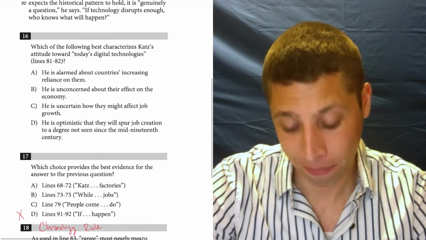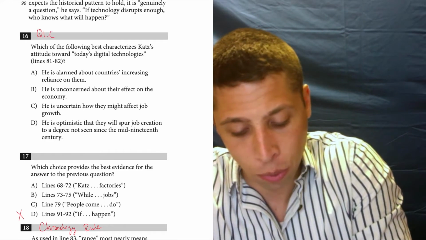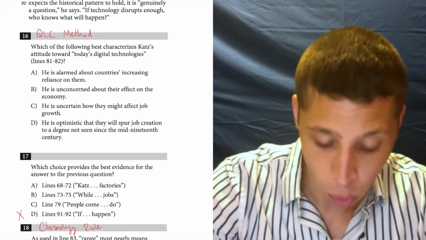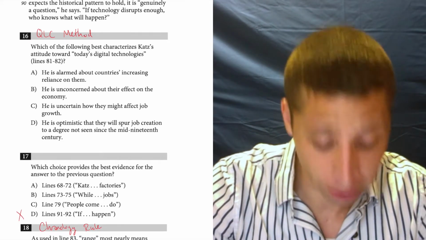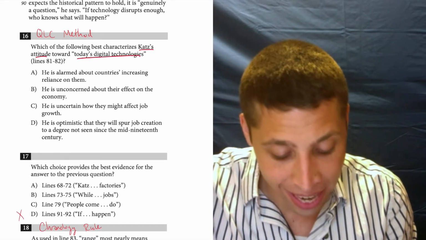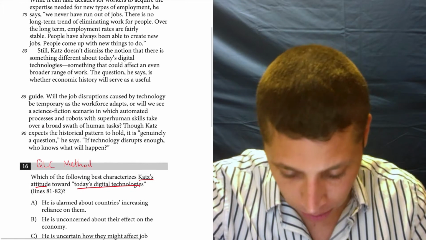But let's take a look. Let's do what we're supposed to do. Let's follow the QLC method, and let's make sure we have a reliable process. So let's read that question. Which of the following best characterizes Katz's attitude toward today's digital technology? So let's go to 81, 82. Let's get that context. Let's just see what's going on around there.